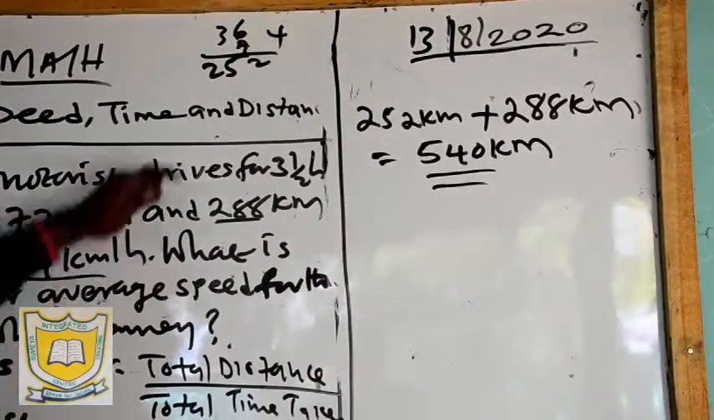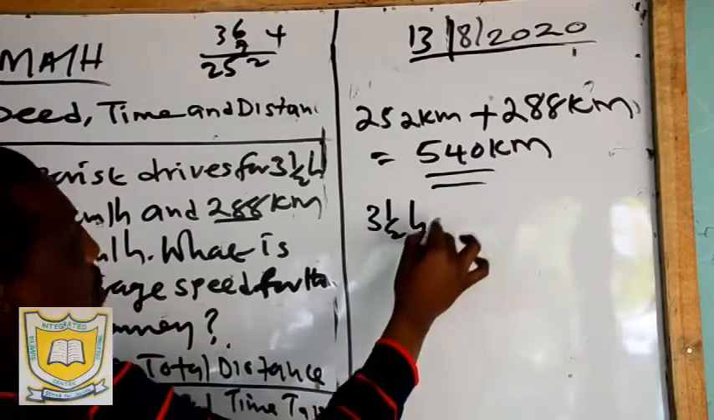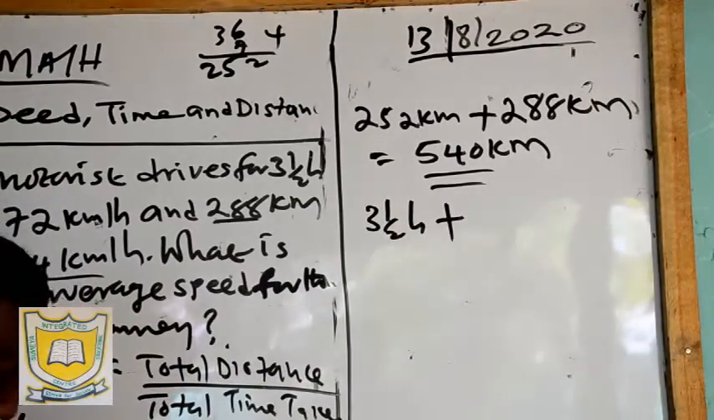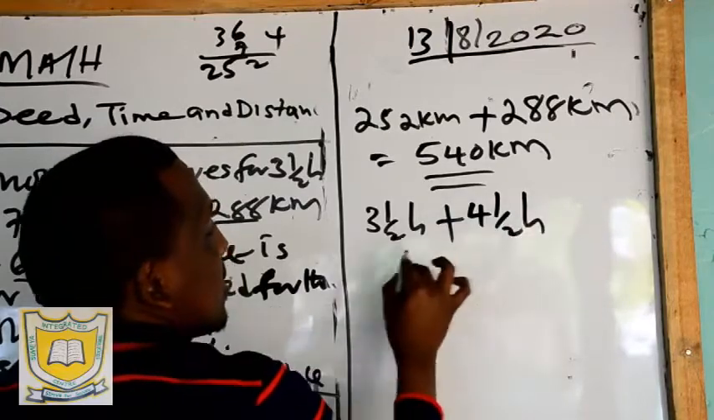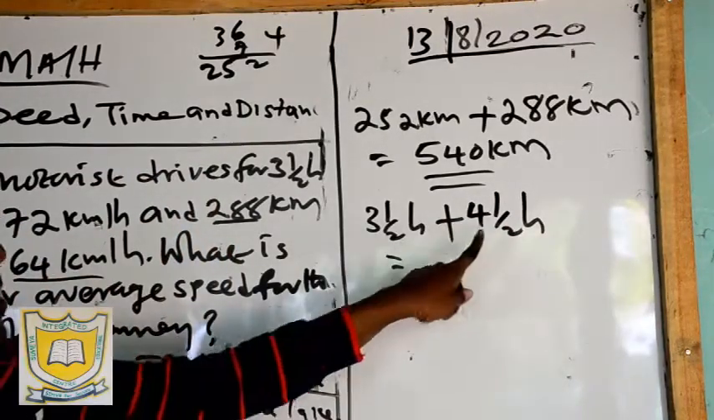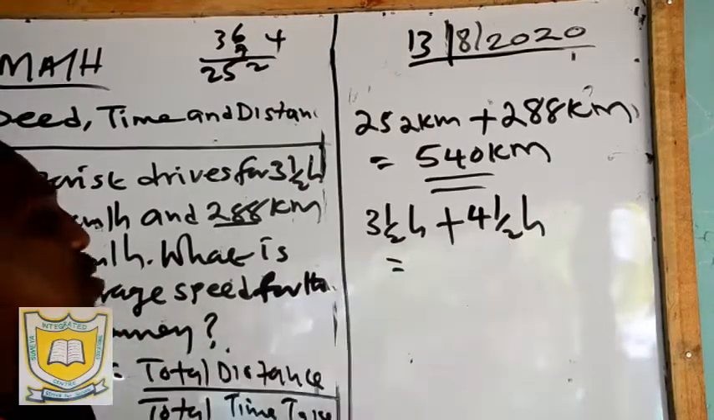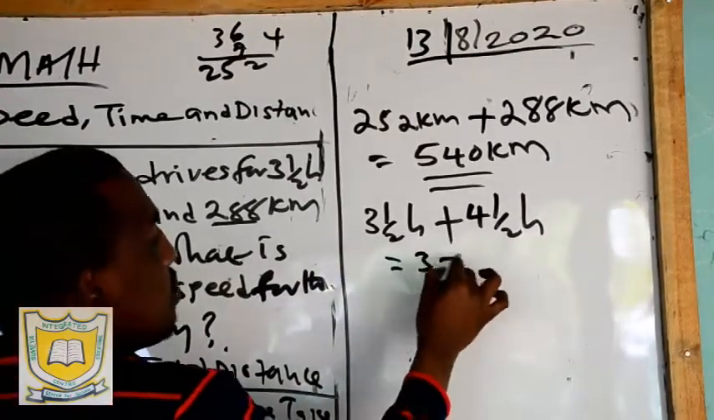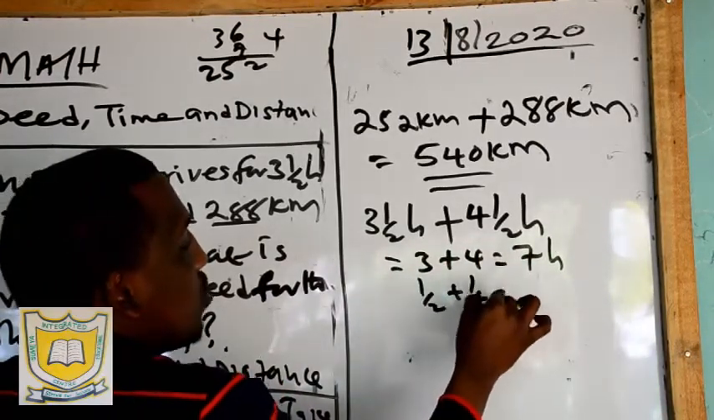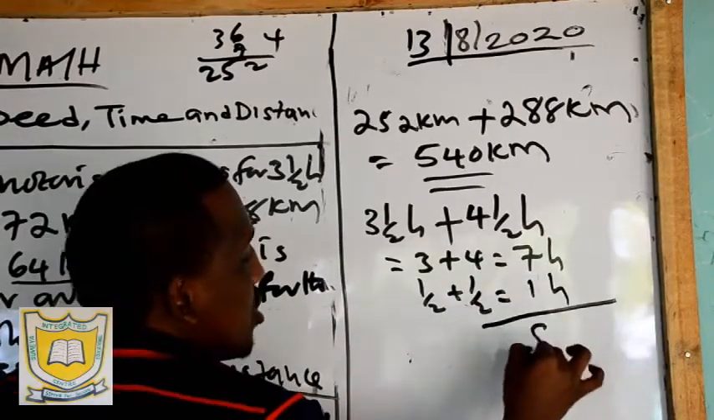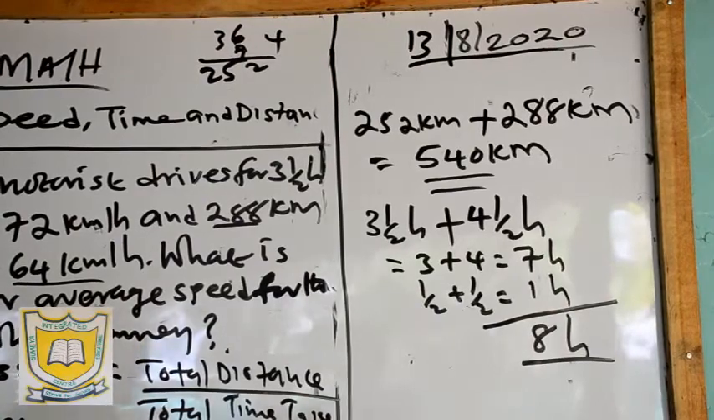Total time: the first part of the journey, this guy used 3.5 hours, plus the second part, 4.5 hours. Let us get the total time. 3 plus 4 is 7 hours. A half plus a half is 1 hour. When you add, you will get 8 hours. That is the total time we have. So total time, 8 hours.